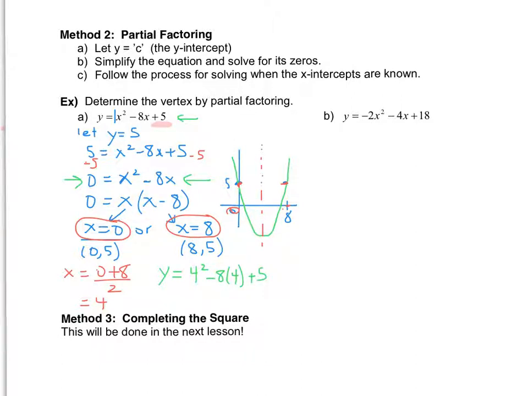I'm going to punch that all into my calculator. I'm going to get 16 minus 32, which would be negative 16, and negative 16 add 5 would be negative 11. I actually didn't punch that into my calculator. I lied. I just did it in my head.